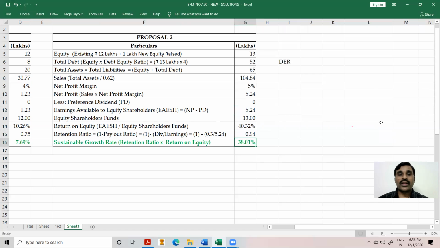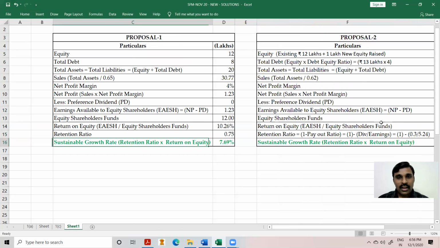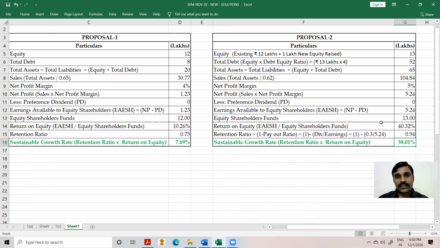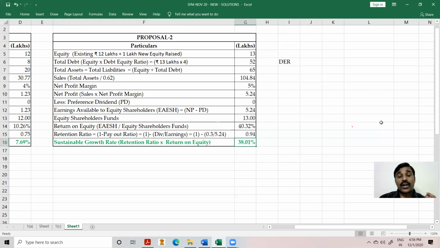I am retaining 94%, so I will grow 38%, but it's a very dangerous growth. You may be thinking, sir, I am going very fast. Yes, speed thrills, but it also kills. You are taking a lot of risk. Look at this debt amount, the leverage ratio, very, very risky.